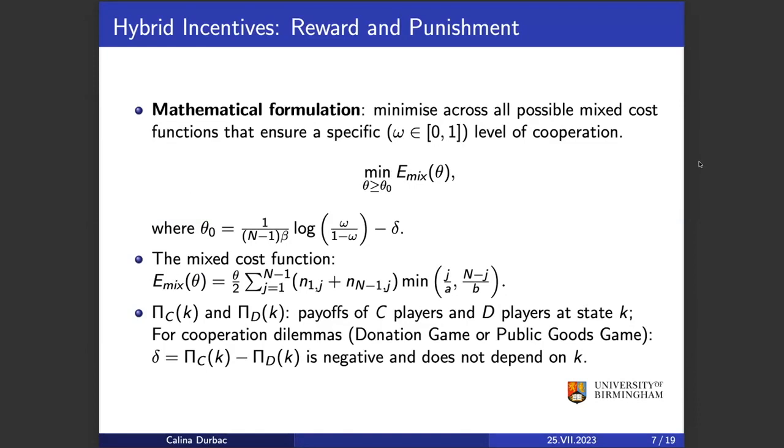Perhaps you're wondering how we're obtaining the mixed cost function. We get that from the matrix of the Markov chain. n sub 1, j and n sub n minus 1, j are just probabilities of going from state 1 to state j and from state n minus 1 to state j. And after we've obtained our function, we will be doing analysis on it, as you'll see in the results section.